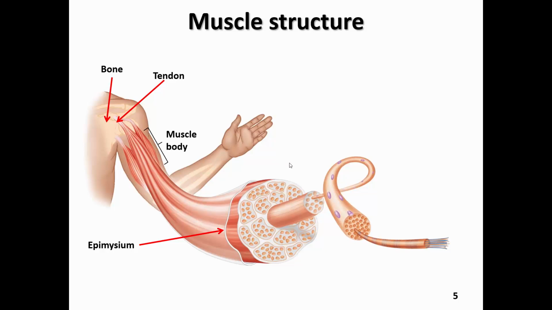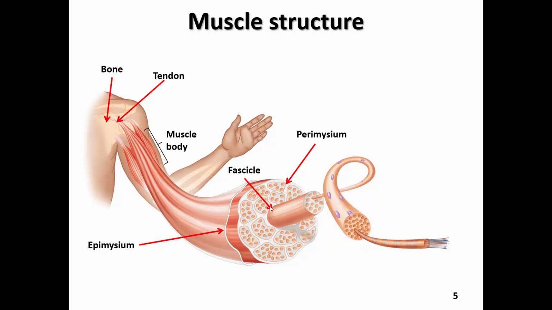And what we see is that the overall muscle does have a connective tissue sheath around it, referred to as the epimysium. This is the outer covering that separates one muscle from another muscle and helps to maintain that internal structure. And when we take a cross-sectional view, we see that muscle cells are organized into these bundles called fascicles.